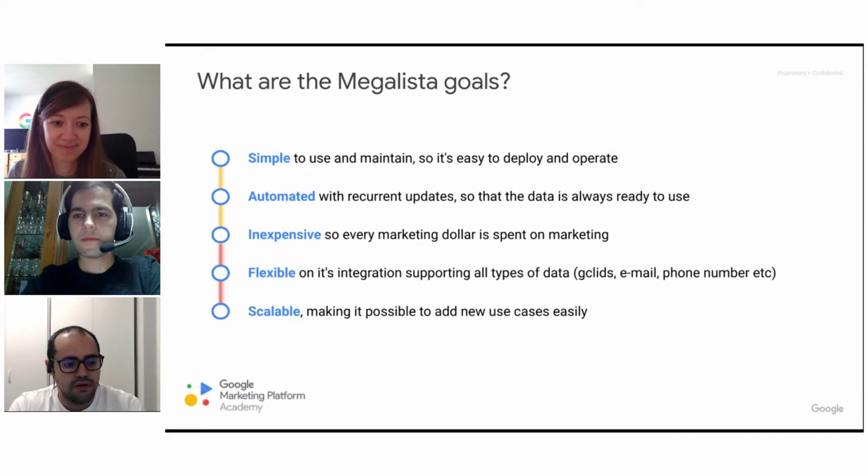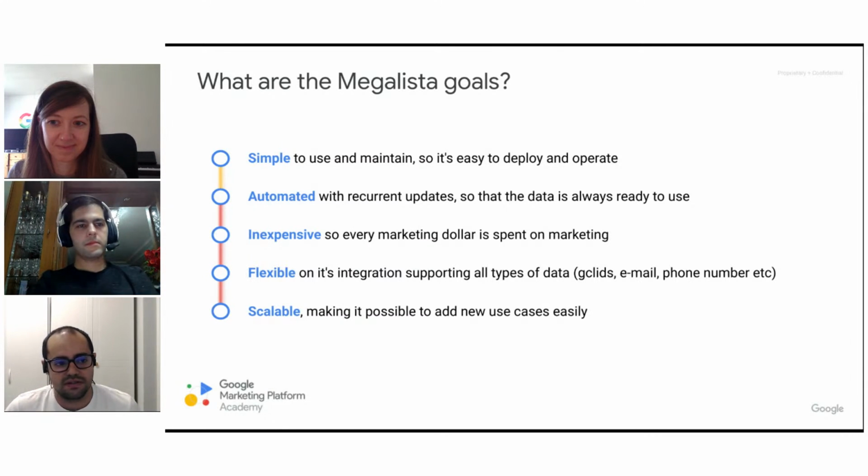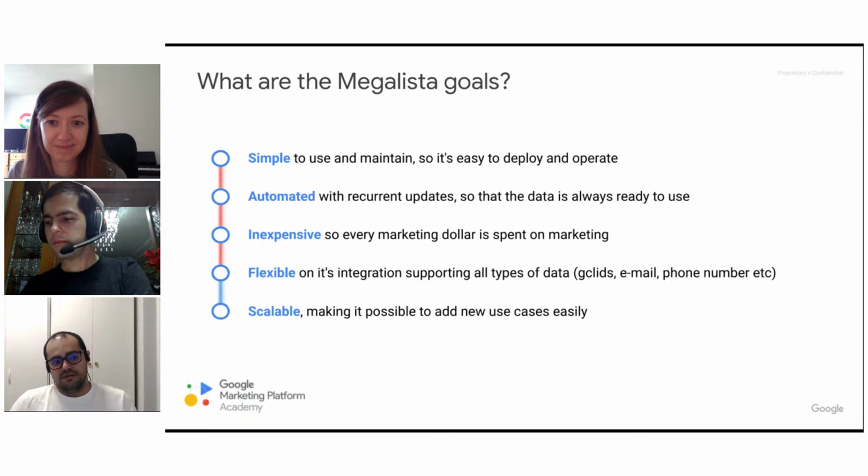So starting with the goals, why we did it and what the main objectives were. Megalista is a solution thought to be used by clients without access to IT and with low GCP budgets. So it's designed to be simple, automated, inexpensive, flexible, and scalable. The solution has the lowest cost possible to implement and operate, while being possible to extend without having to make any change to the code and dealing the least with Google Cloud. We have also made Megalista available on GitHub recently, so the code can be cloned, modified, and extended by anyone.